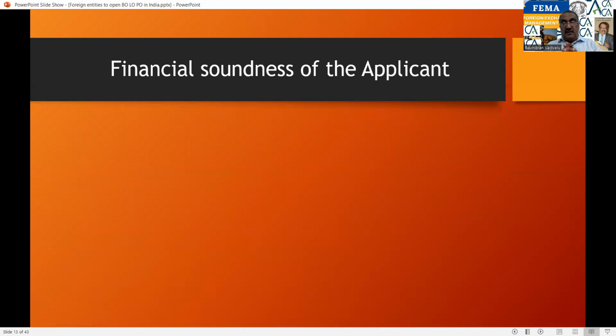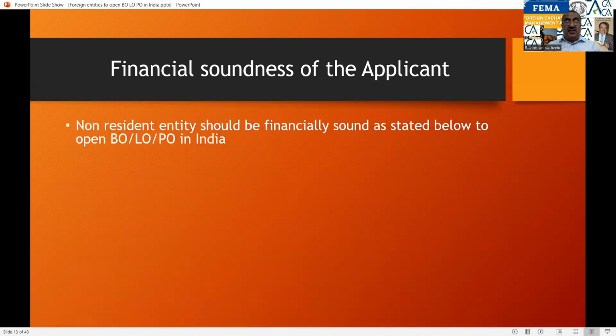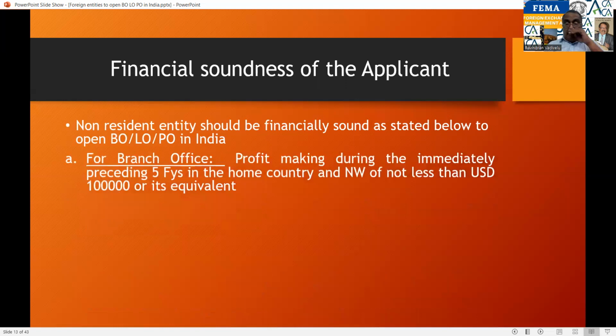Now, the Indian government is going to allow the foreign entity to open the branch office, liaison office, or project office, but they should be financially sound. What is meant by financial soundness as per the FEMA? The non-resident entity should be financially sound. That is, for a branch office, it should be profit making during the immediately preceding 5 years in the home country, and its net worth should be not less than $1 lakh or its equivalent.